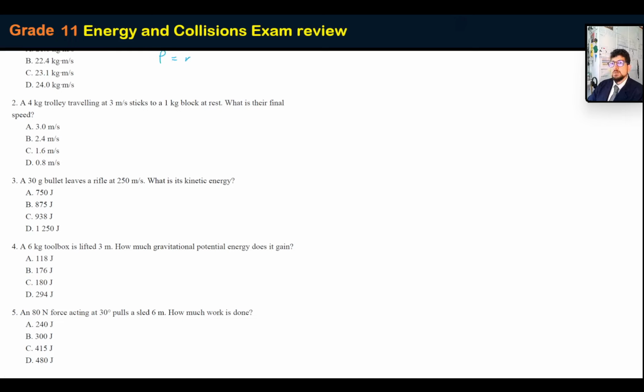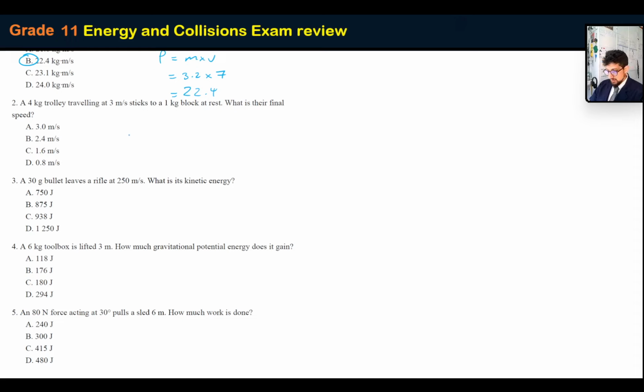Momentum is equivalent to mass times velocity, which is equal to 3.2 times 7. So 22.4. Next, a 4 kilogram trolley is traveling at 3 meters per second, sticks to a 1 kilogram block at rest. What is the final speed?